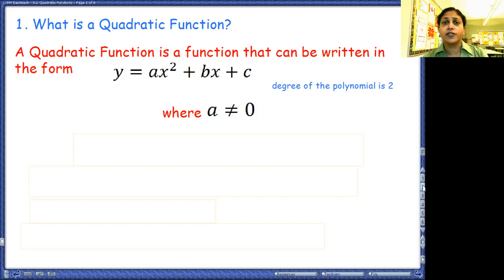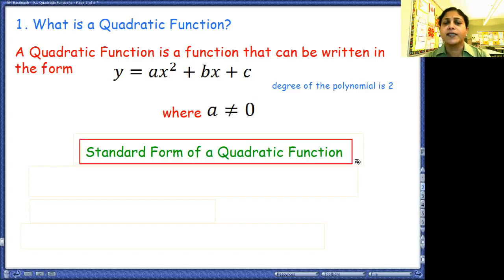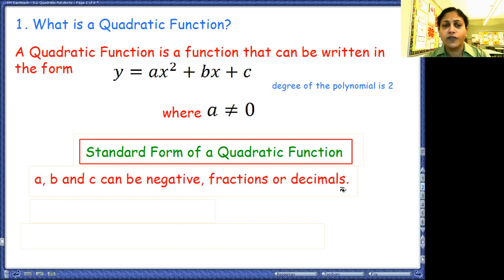A quadratic function is a function that can be written in the form y is equal to ax squared plus bx plus c, where a cannot equal 0. Notice that the degree of the polynomial is 2. The x has an exponent of 2. This is the standard form of a quadratic function, and in this quadratic function a, b, and c are the coefficients, and they can be negative, they can be fractions or decimals. And the rule here says that a cannot equal 0.